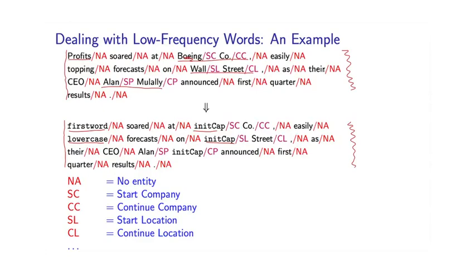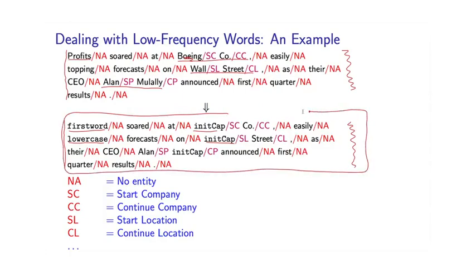Okay, so we perform this transformation to both our training examples and also our test examples, and then we simply build a hidden Markov model tagger using data in this format. So we now have parameters such as the probability of seeing first word, given that the tag is NA, or an emission parameter specifying the probability of seeing init cap, given that I have the tag SC, and so on and so on.